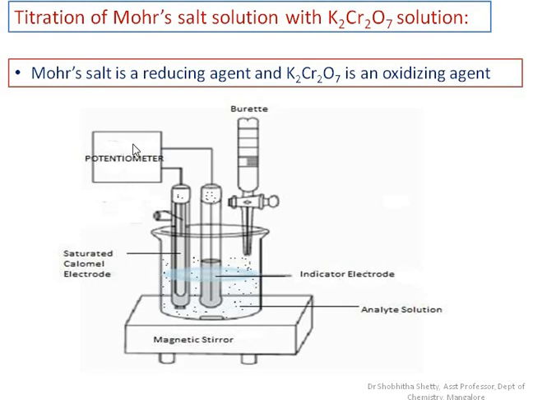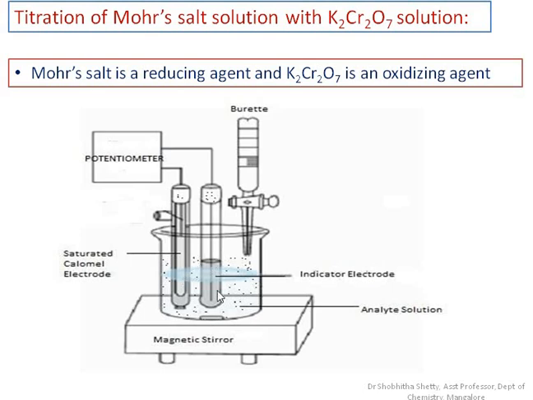Here it is connected to the potentiometer, and you can see the electrodes. One is the reference electrode, another one is the indicator electrode. Platinum is commonly used here, and the calomel electrode is the commonly used reference electrode. You can see the burette, and in this experiment Mohr salt is the analyte. We need to find out the concentration of Mohr salt that we are going to take in the beaker, whereas in the burette we will be taking sodium dichromate solution.